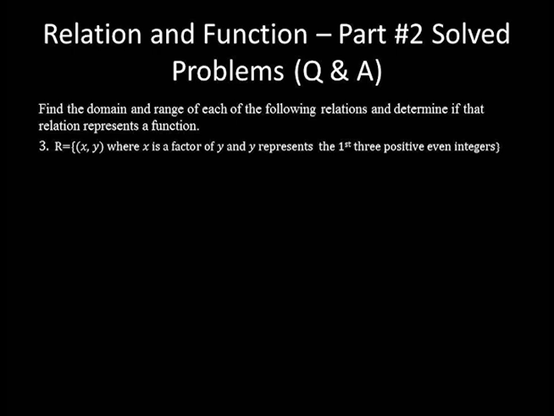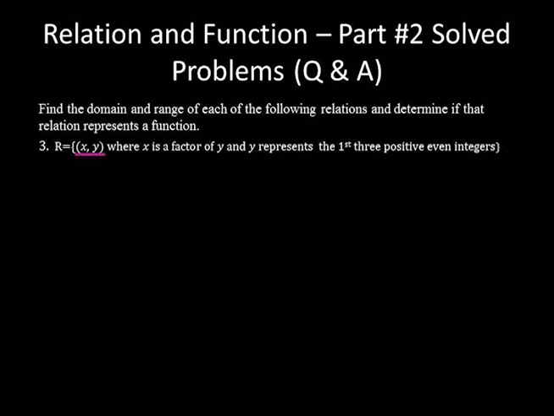Casting forward to question number 3, R equal to ordered pair x, y, where x is a factor of y and y represents the first three positive even integers. Again here, we are given three pieces of information that help us to solve the problem. The relation is presented in the form of ordered pair x, y.